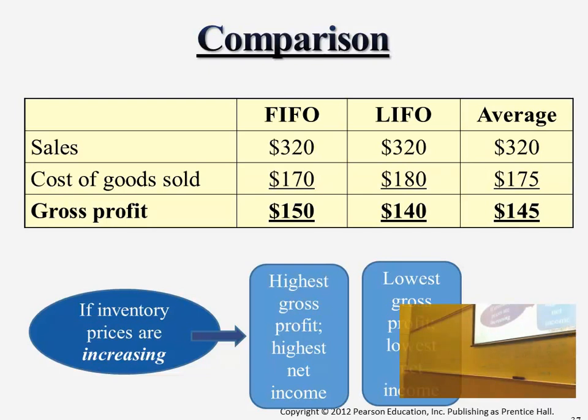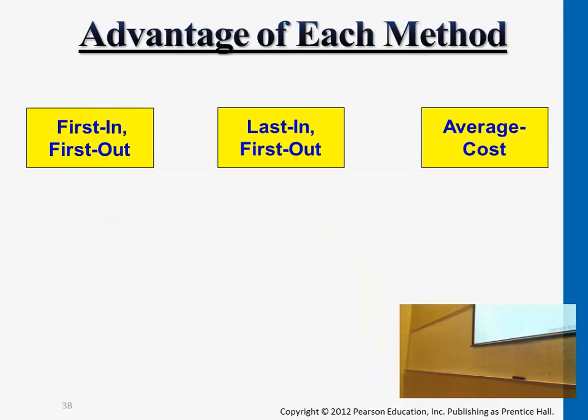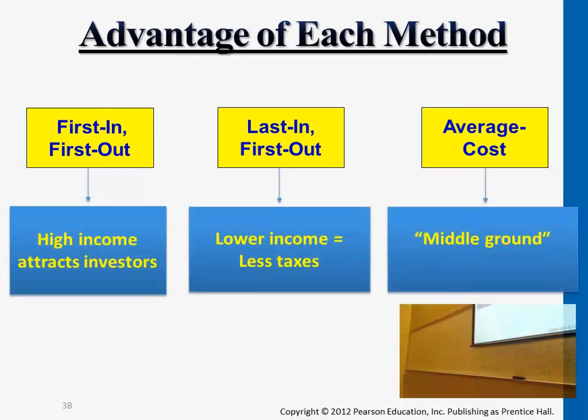Okay, so there are benefits for using these different methods here. First in, first out, higher income attracts more investors just by financial statements. Last in, first out, you pay lower taxes because you show lower income. And average cost is always somewhere in the middle. Okay, but in practice, this method is used more. About half of the corporations use this, about 46%. Second one is this, and then is this. Okay, first in, first out, last in, first out, average cost.